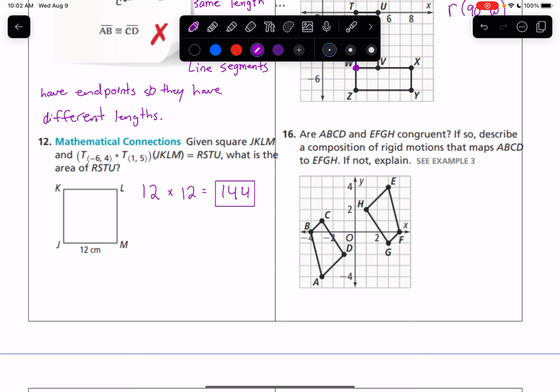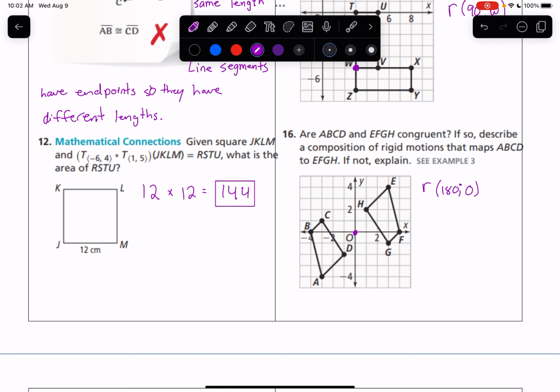One of them would be to rotate ABCD, not 90, 180 degrees around the origin. So we could say it's a rotation of 180 degrees around the origin. There we go. And that would give us the new shape.